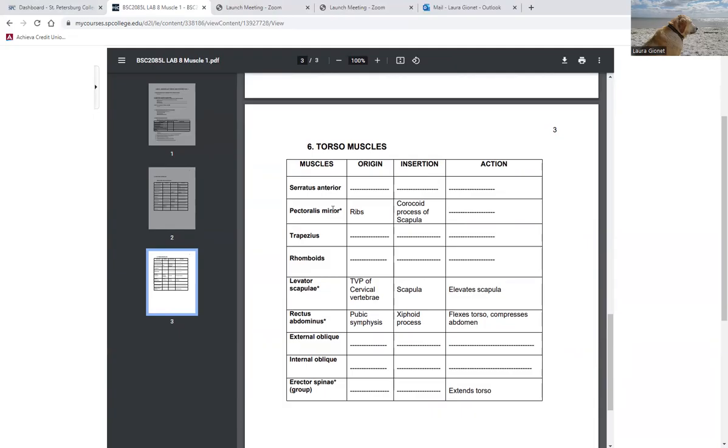Pectoralis minor originates on some of the ribs here on the anterior aspect of your chest, and travels to the coracoid process of the scapula. So it's going to be deep to pectoralis major. Okay, on the posterior aspect, the big superficial muscle of the upper back is trapezius.